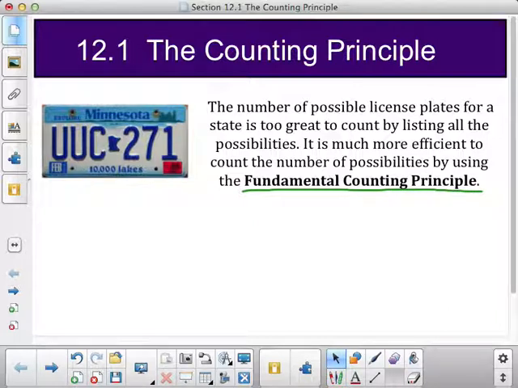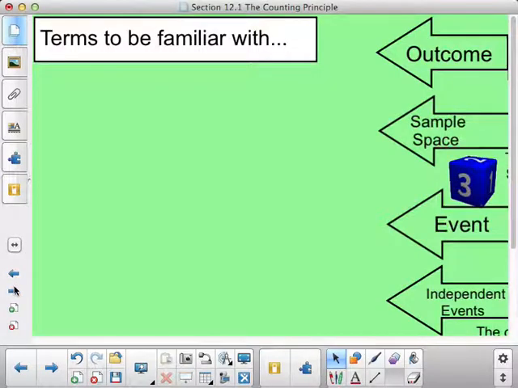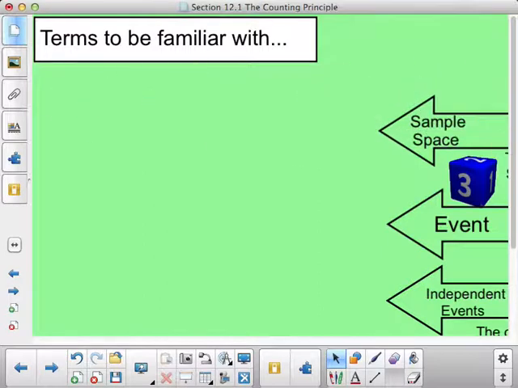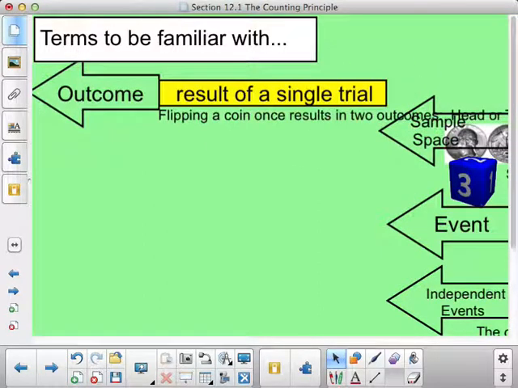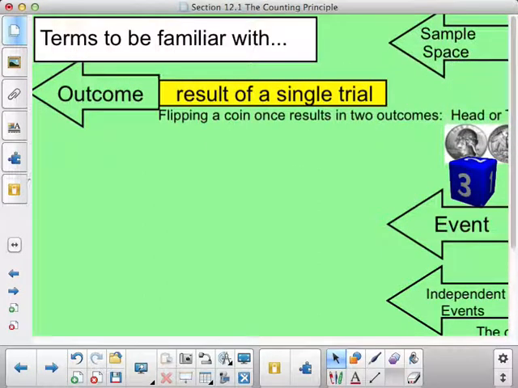But before we do that, there are some terms that we need to make sure that you understand and know. An outcome is the result of a single trial. An example would be flipping a coin once results in two outcomes, a head or a tail. So an outcome would be a head.